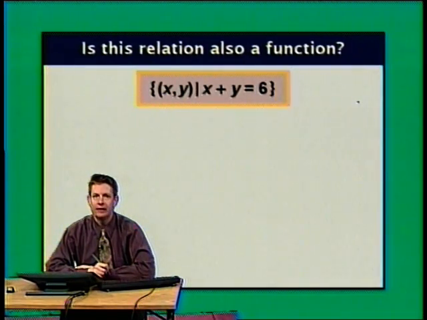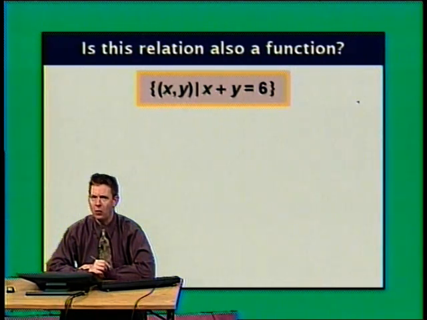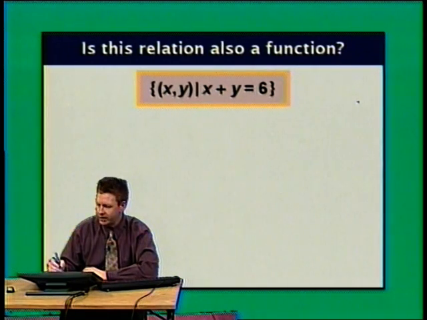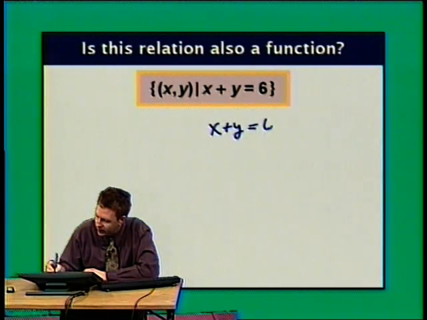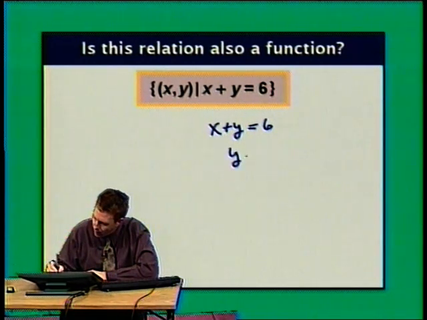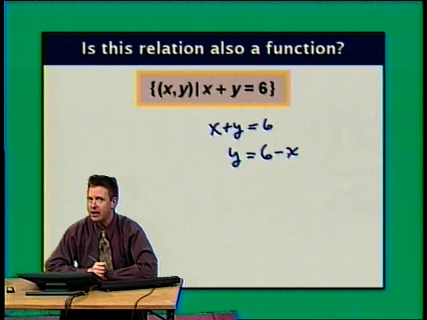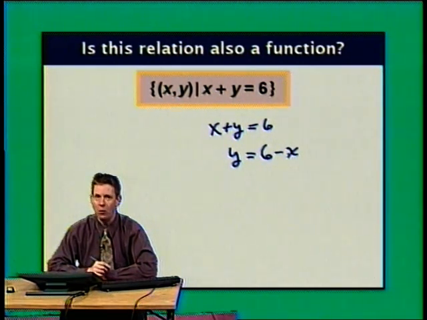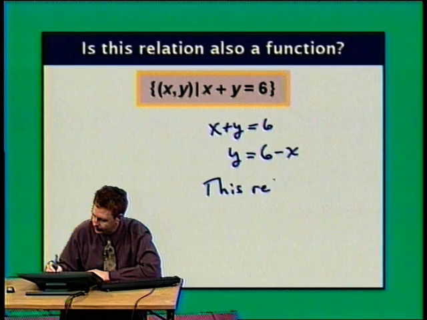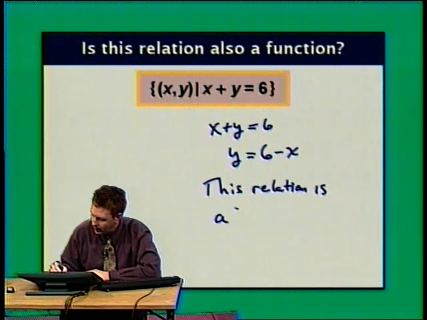How about this relation? The set of points (x, y) with the property that the sum of x and y equals 6. Is this relation a function? Well, what we have to ask ourselves is, if we input a number for x, are we ever going to get more than one number back for y? Well, that's a pretty easy question. We could take our equation, x plus y equals 6, and we could solve that for y. y is equal to 6 minus x. When we write the equation in that form, it's pretty clear that if we input one single value for x, we're only going to get one single value back for y. So this relation is a function.